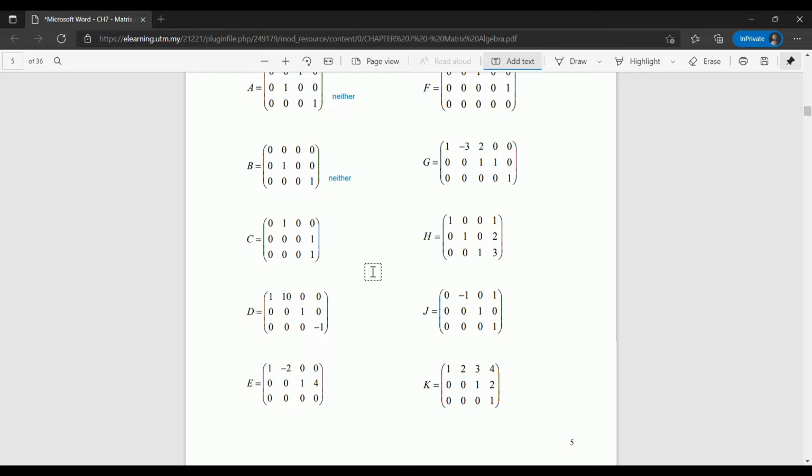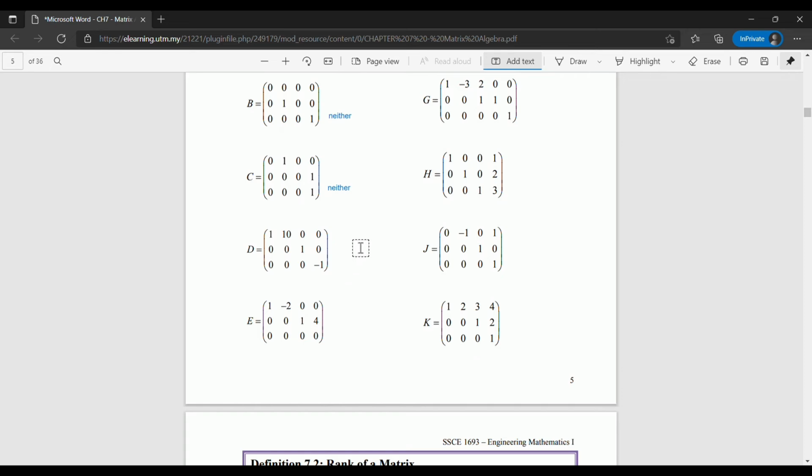Then matrix C. This one is not a REM as well. As you can see, the leading ones in row number 2 and number 3 are located in the same column. So this one is not a REM. Then matrix D. Matrix D is not a REM as well. As you can see, in the bottom row the leftmost non-zero entry is -1, not 1. So this one is not a REM as well.